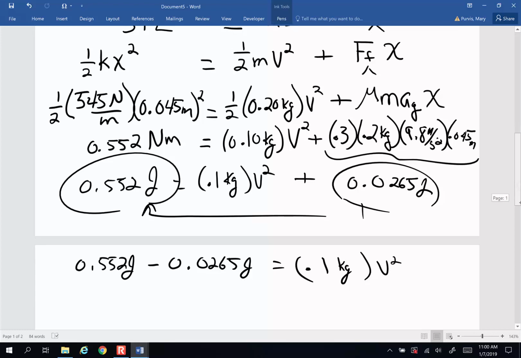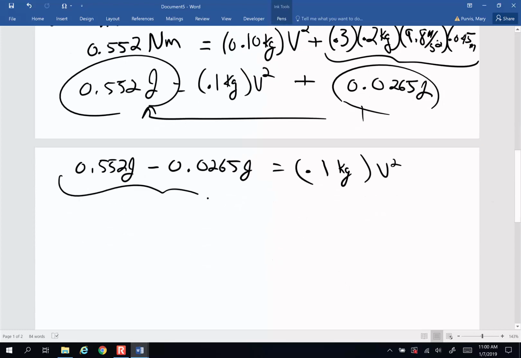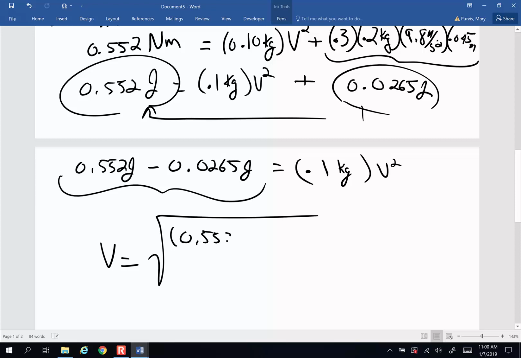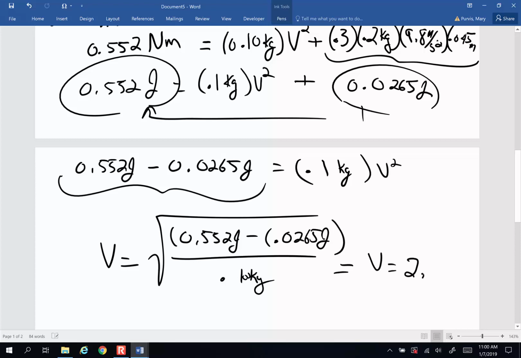So my velocity is going to be the difference here divided by that. So velocity is going to be the square root of 0.552 joules minus 0.0265 joules divided by 0.100 kilograms, and that ends up being a velocity of 2.29 meters per second when it slides back through that rest position.